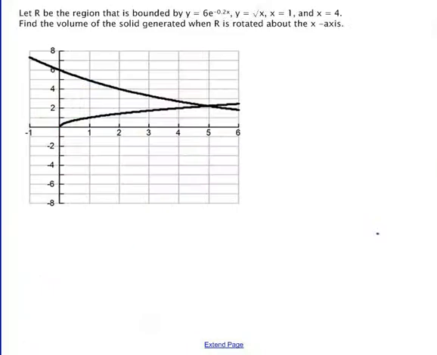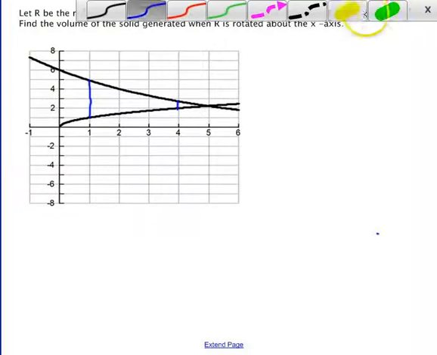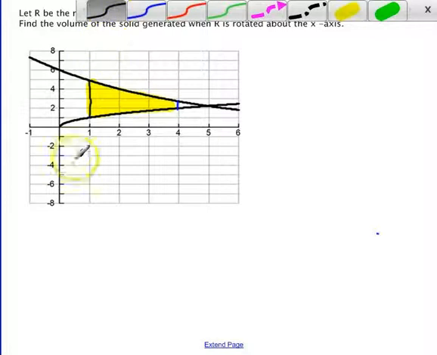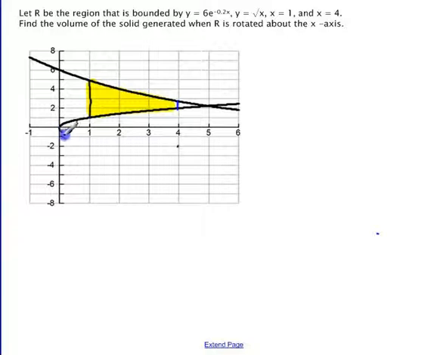Let's do an example. Okay, so we're going to have the region that is bounded by this exponential here and this square root function between x equals 1 and x equals 4. So our area is this area right in here. We're going to rotate this around the x-axis. So what happens is I'm going to get this situation here.